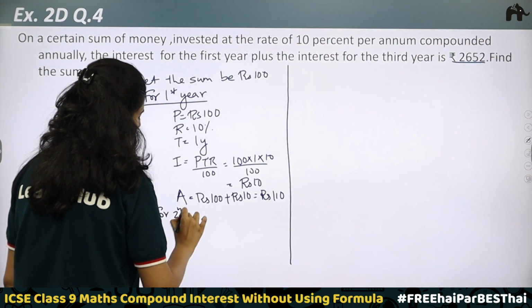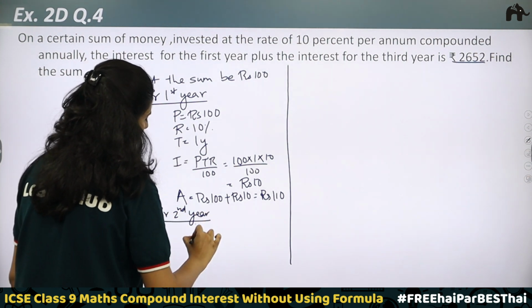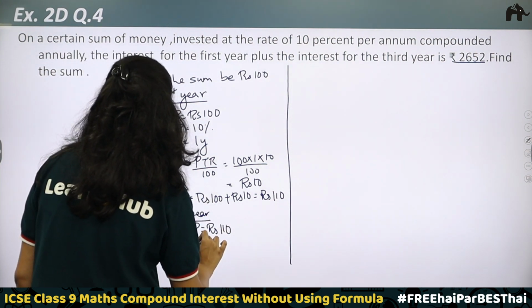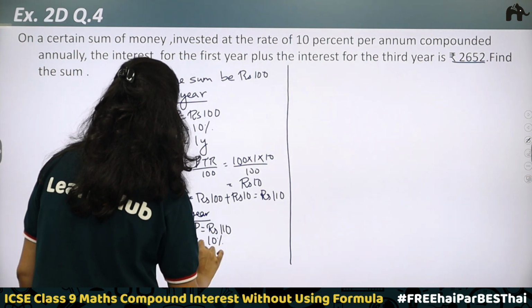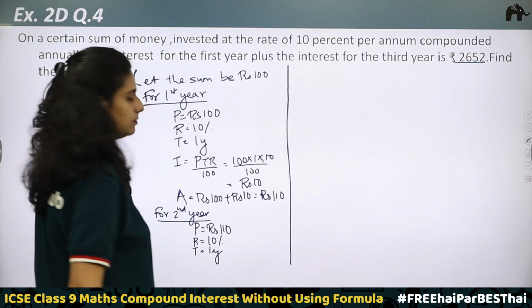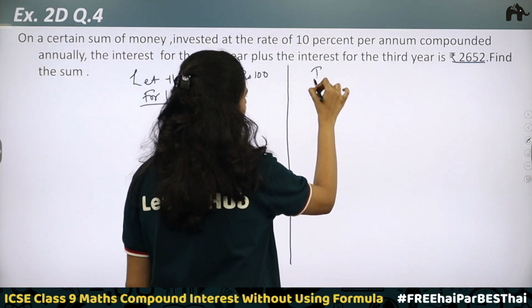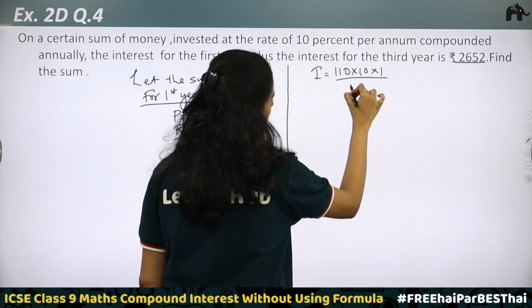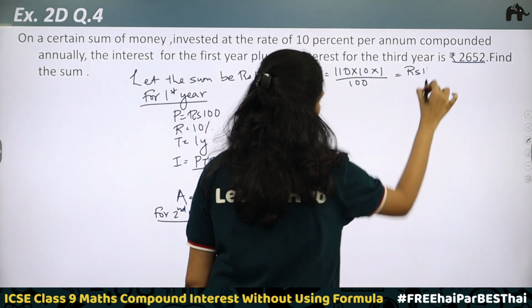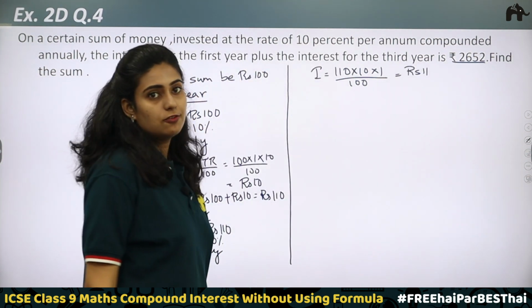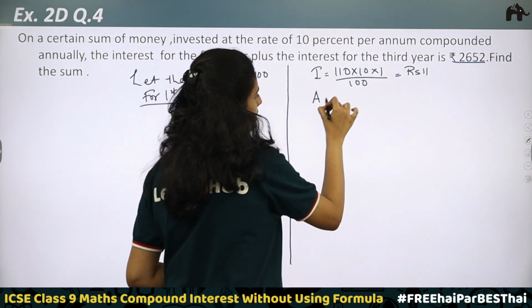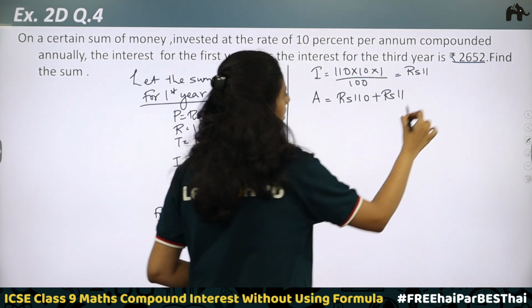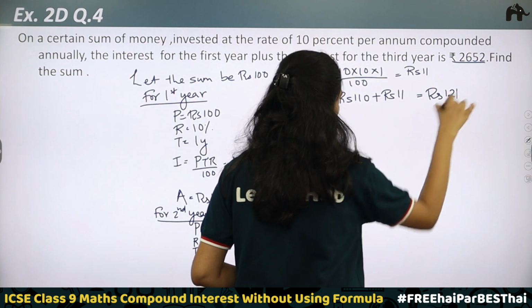For second year, principal is equal to rupees 110. Rate of interest is equal to 10%. Time is 1 year. Okay. Then the interest will be equal to 110 into 10 into 1 whole divided by 100, you get rupees 11. So rupees 11 is the interest for the second year. Then what is the amount? Amount will be equal to rupees 110 plus rupees 11, which is equal to rupees 121.